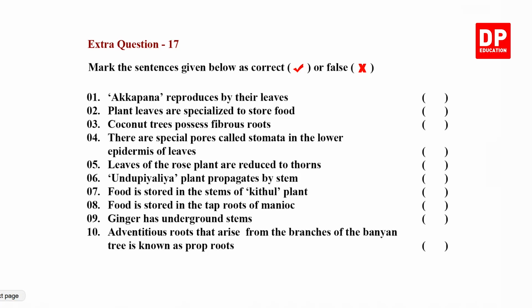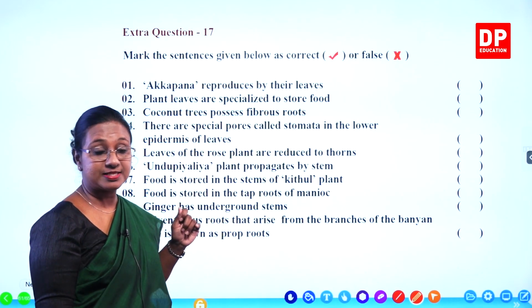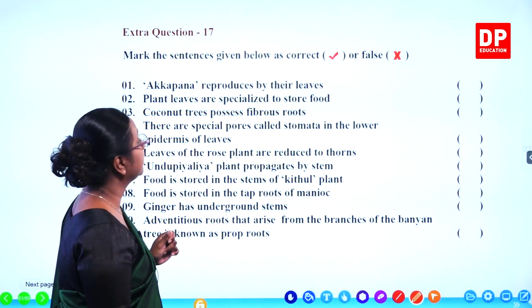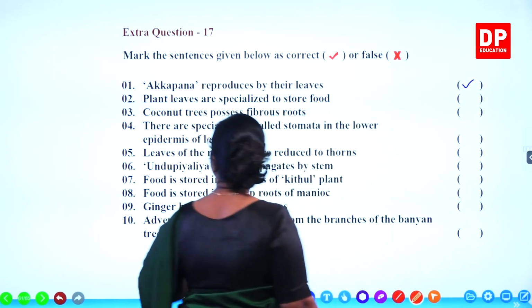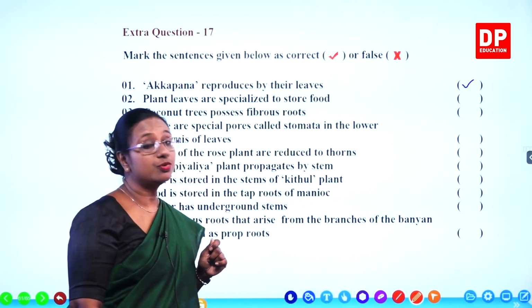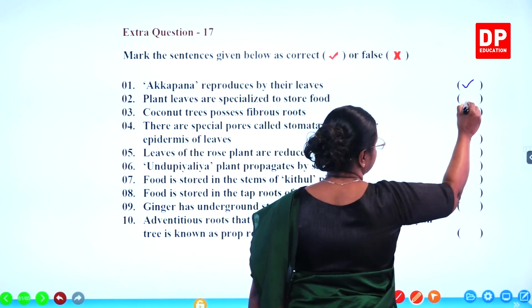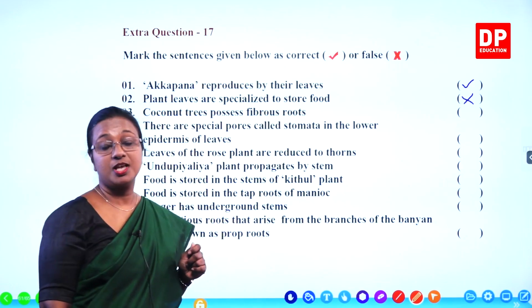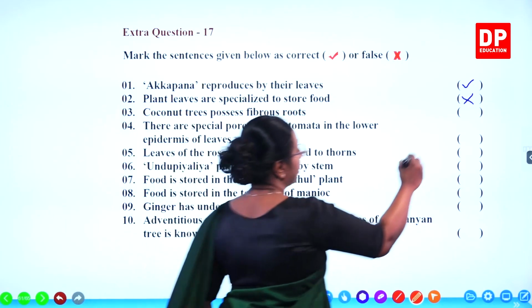Extra question 17. Mark the sentences given below as correct and wrong. So you have to read the sentence carefully and put a tick if it's correct or a wrong if it's false. Acapana reproduces by their leaves. Is that correct? Yes. So that is a true statement. Plant leaves are specialized to store food. Are they specialized to store food? No, they are specialized to do photosynthesis. So false. Coconut trees possess fibrous roots. That's correct, no? Coconut trees are monocotyledonous plants, so they have fibrous roots.